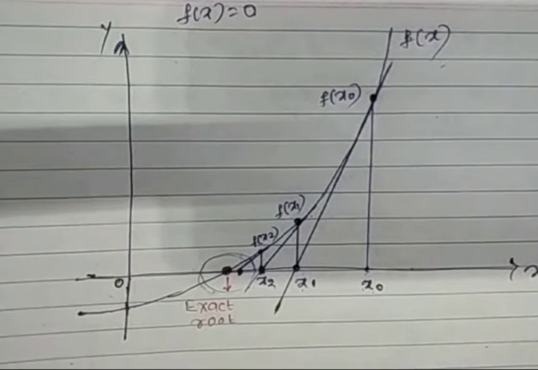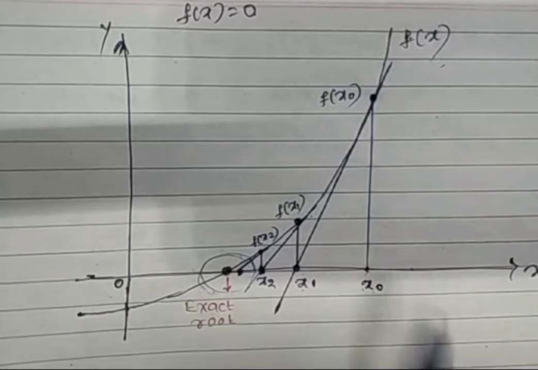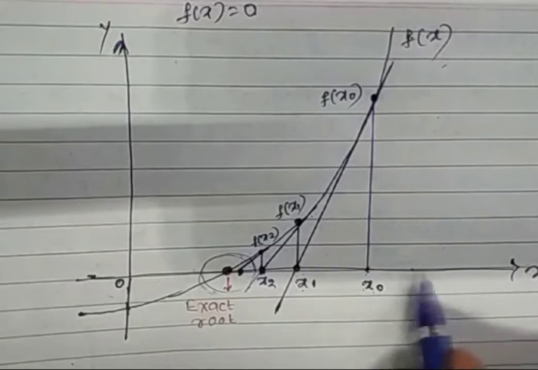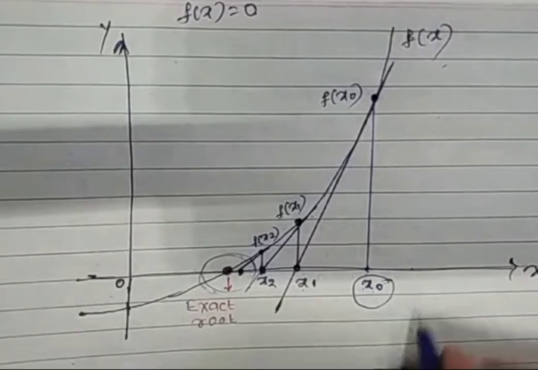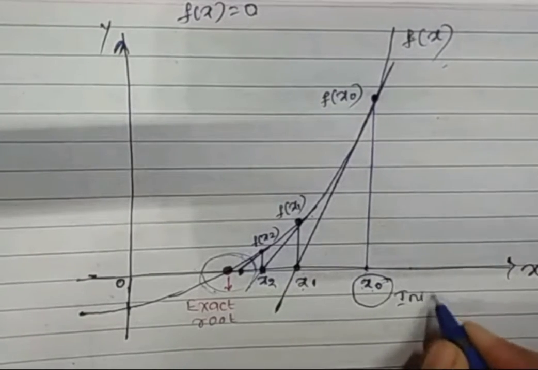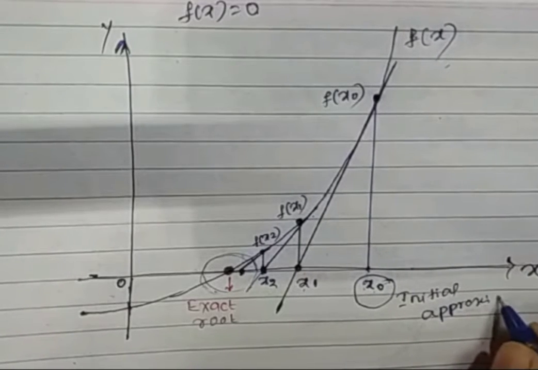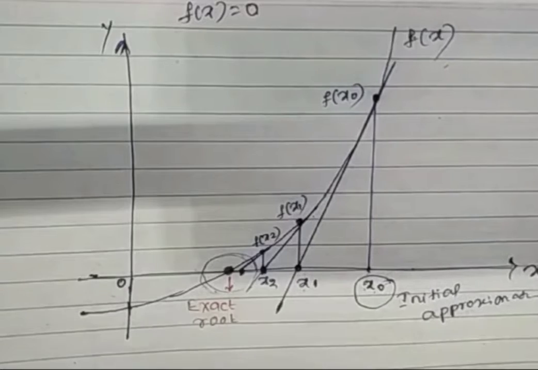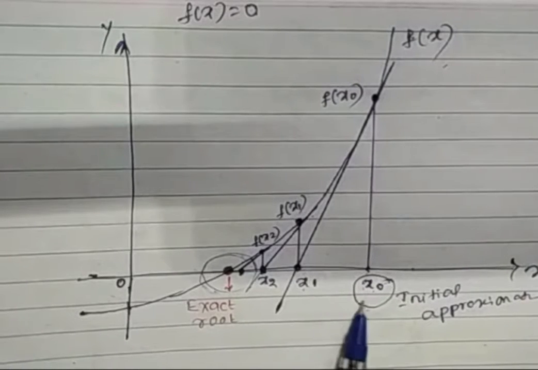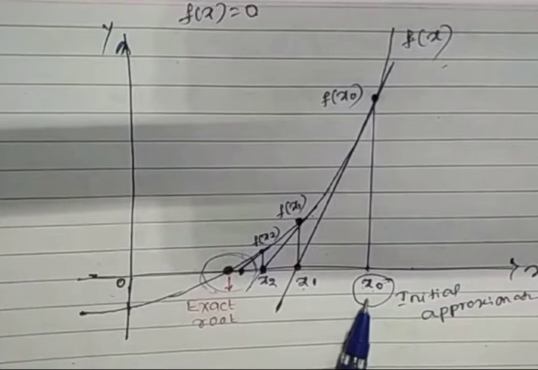So with the help of the tangent line concept, we can reach the exact root for the given function f of x. See, this is the concept here. And here x naught is the initial approximation which we are considering.